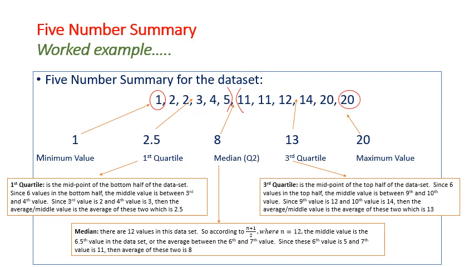And then third quartile, we do a similar thing. We take the top 6 pieces of data. The middle value is between the 9th and the 10th value. The 9th value is 12, the 10th value is 14. So the average, or the middle value, between those two, between 12 and 14, is 13, or Q3 equals 13. So we've found the 5 pieces of data for the 5-number summary.